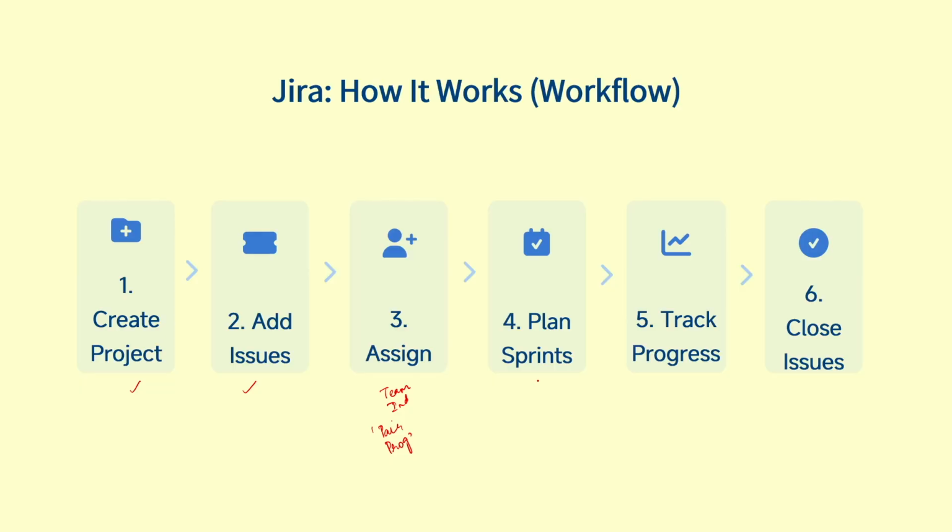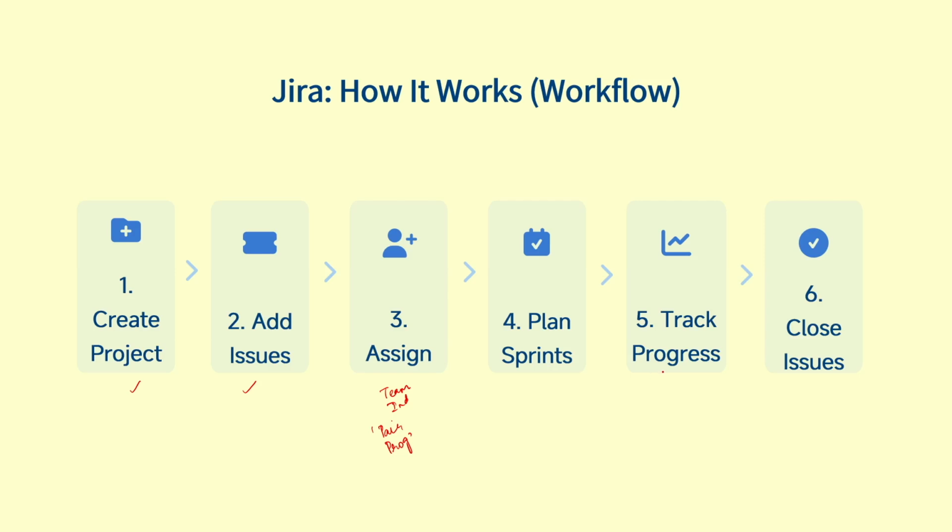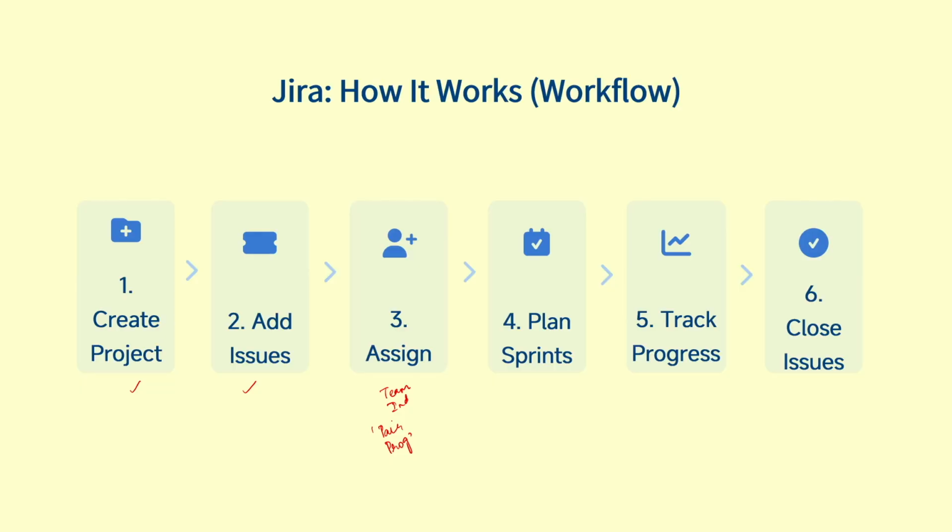So once the team or an individual has been assigned, they have to start working, and that comes under sprint. When the sprint gets started, the work has been initiated, so you have to track the progress, and once the progress is fine, you close the sprint and identify any issues, and if there are any issues, you have to clear them and close the issues. So this is the Jira workflow.